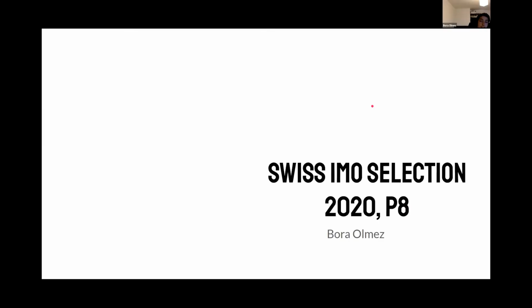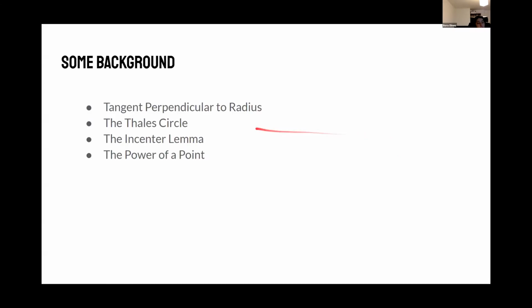So I'll be presenting Swiss IMO Selection 2020 Problem 8. It was a geometry problem that appeared 4 weeks ago. First of all, I'll introduce some background: the tangent perpendicular to the radius, the Thales circle, the incenter lemma, and the power of a point.